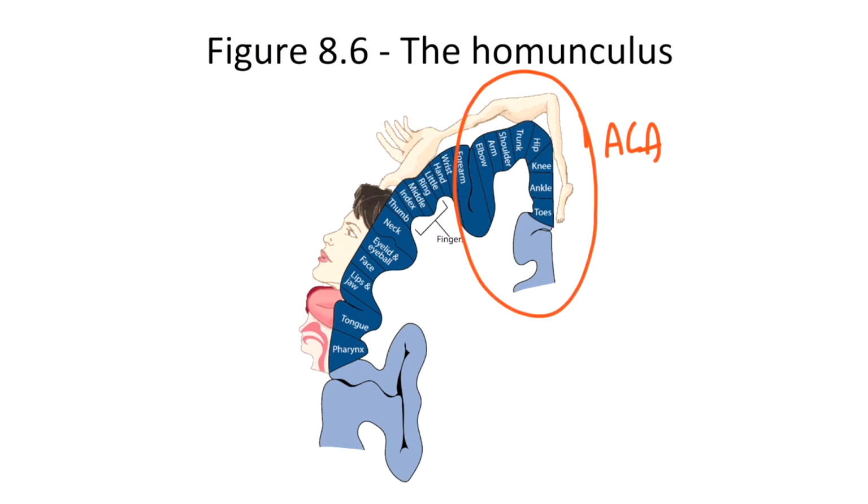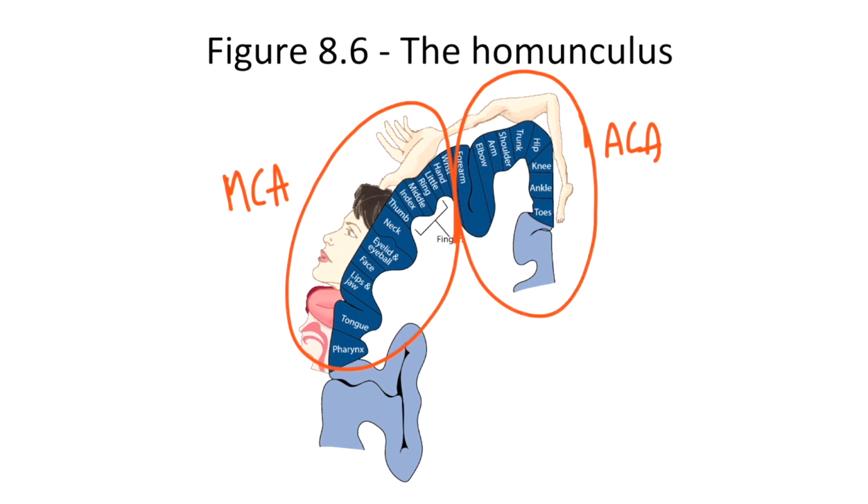Again, from the last slide, we know that this region here is supplied by the middle cerebral artery, or MCA. This means occlusion of the MCA would result in contralateral paralysis and sensory deficits of the upper limb, face, and mouth. The posterior cerebral artery, or PCA, doesn't supply blood to the primary motor and sensory cortices, so the homunculus can't help us here.